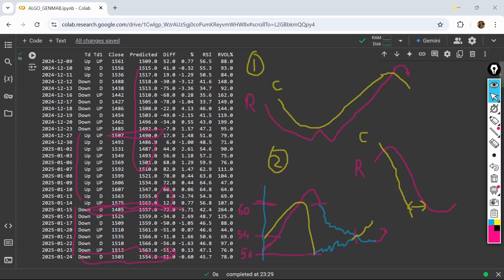So in the uptrend it closes above the previous, so both up. But on sideways it can be up and down. TD1 difference is the difference between this predicted value and the closing value. We have RSI and relative value, and percentage is how much the stock is down on that specific day. This is the percentage of stock up and down. So I use these parameters for stock analysis, and we have this chart.